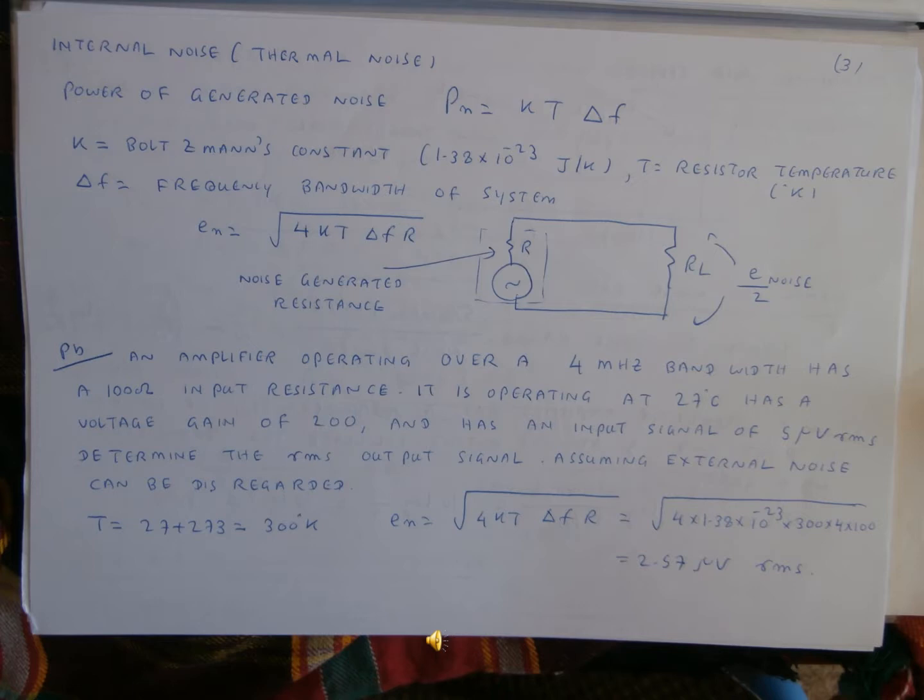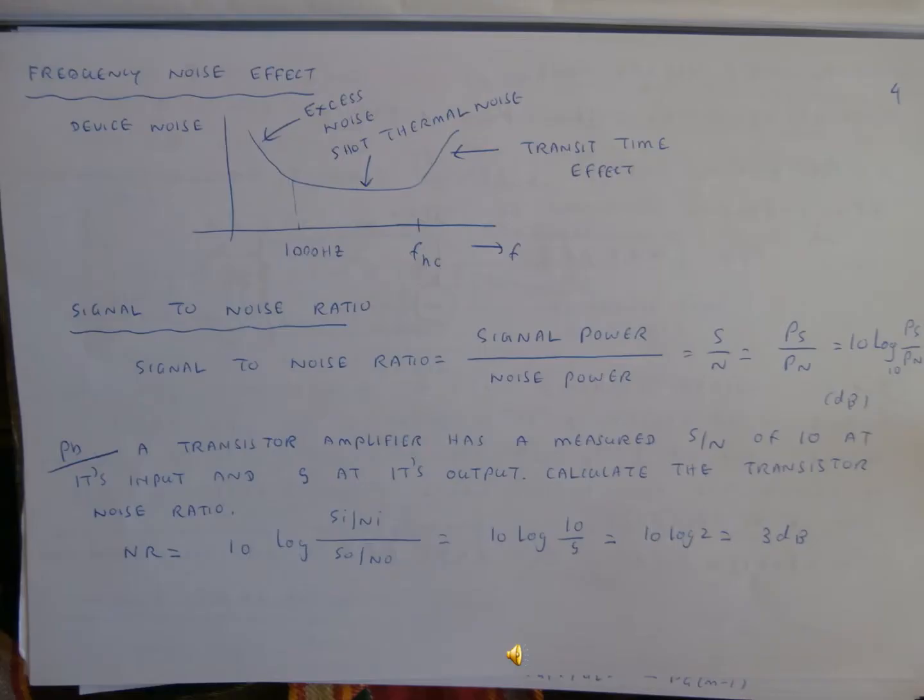The next one is the frequency and the noise effect. When the frequency changes, the noise varies accordingly, so that we can draw the graphs, with the horizontal line for the frequency and the vertical line for the noise. In this case, we get graphs with thermal noise, shot noise, and the transit time effect. So those things we can draw on the graph.